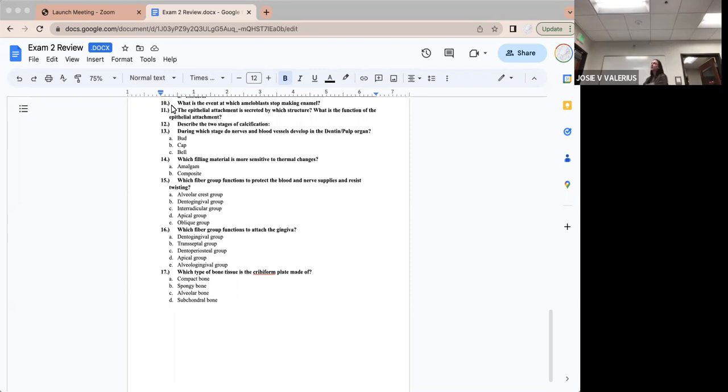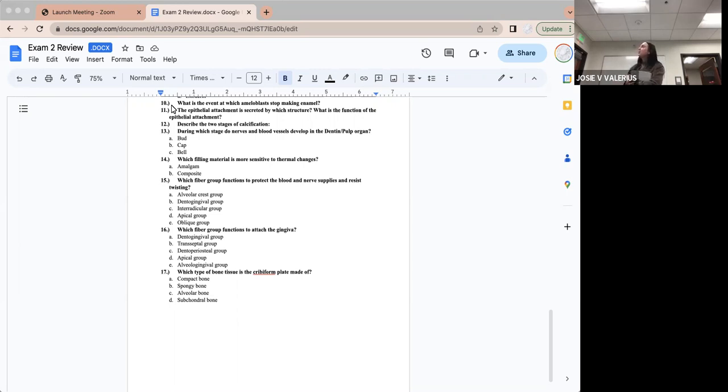When it says blood and nerve supplies, that comes out of the apical foramen at the very tip of the root of the tooth. So this one, in my opinion, is pretty easy because there's only one apical group. That's how I memorize this one. Contrary to the development embryology, which was a lot of storytelling, this is a lot more just memorization. And I think Dustin probably talked about that in his review.